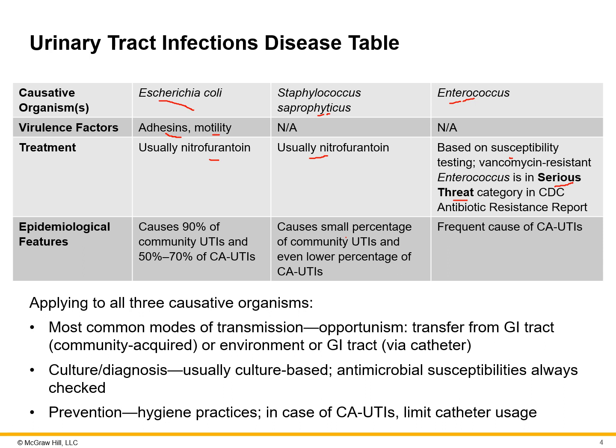So we have all of these causative agents, and some of the things they have in common. The mode of transmission for all of them is opportunism. So, again, antibiotics being used, or lower immunity due to maybe another infection. So these can be secondary infections that we see, transferred from the urinary or GI tract, which is referred to as community acquired, or from the environment or GI tract via the catheter. Culture and diagnosis is about the same. Prevention is also the same: good hygiene practices to prevent E. coli especially, and paying attention to those catheters and limiting their use.